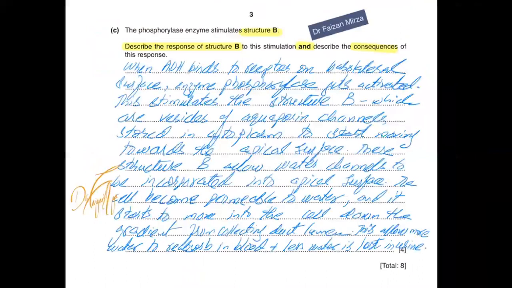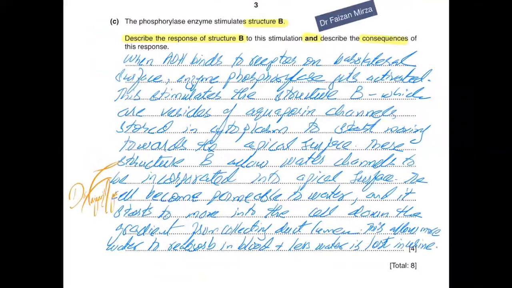The phosphorylase enzyme stimulates structure B. Describe the response of structure B to the stimulation and the consequences of this response. So you just need to describe the facts here. When ADH binds to a receptor on the basolateral surface, you need to make sure that you mention that the receptor is on the basolateral surface. The enzyme phosphorylase gets activated within the cytoplasm. Although I've not mentioned it here, it's worth mentioning that the enzyme gets activated within the cytoplasm.